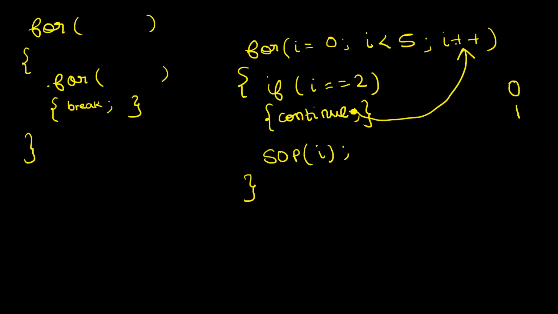So I plus plus will happen and the value of I will now become 3. 3 is less than 5, I enter inside, and the value of I will be printed as 3. Then the value of I will become 4 and then the loop is now over. Is everyone making sense of what is happening? 2 will not be printed.